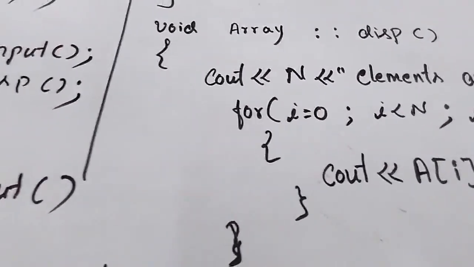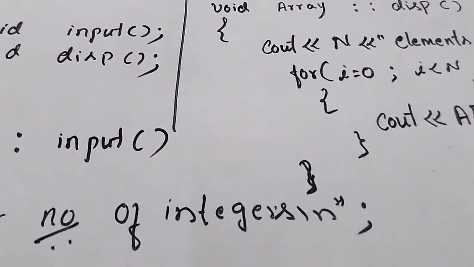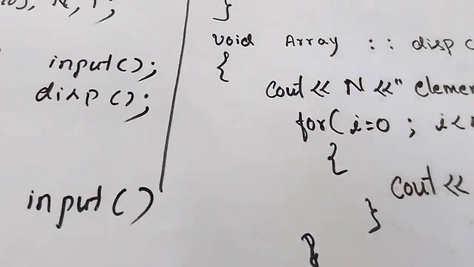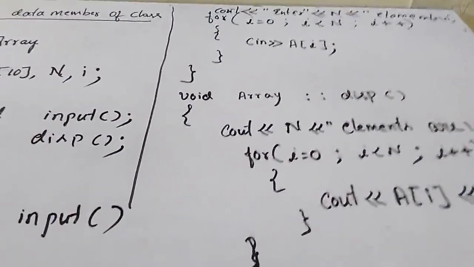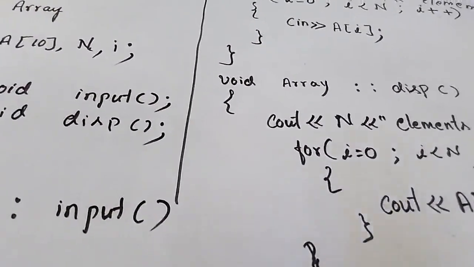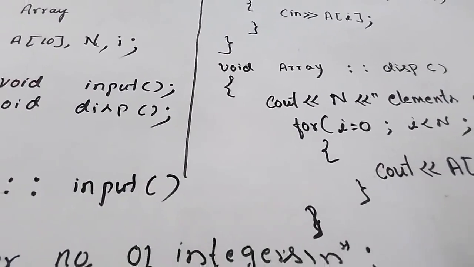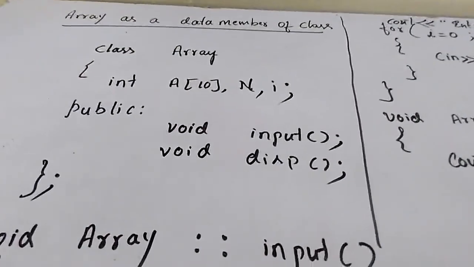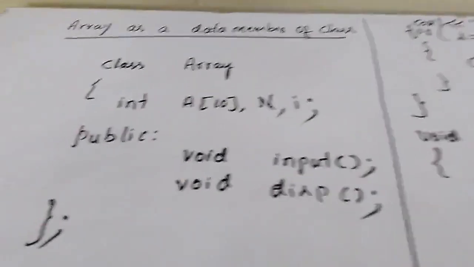What we are trying to explain here is array as a data member. So in order to read an array and to display an array, we have taken for loop. For that purpose, we have taken 2 functions. So unless you call functions, they won't execute. Now we have to write the main function. Okay, I'll wait.